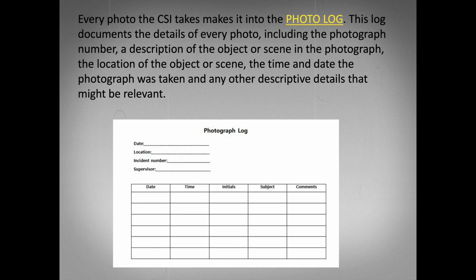Photographs are going to make it into what's known as a photo log, and that photo log can look a lot of different ways. If you were to Google photo log for crime scene, you'd find about 10 different forms of it. But ultimately, there are some things that make it onto each one: the details of the photo, each photo having a number, the description of the object or scene in the photograph, location of it, time and date the photograph was taken, and any other descriptive details that might be relevant.